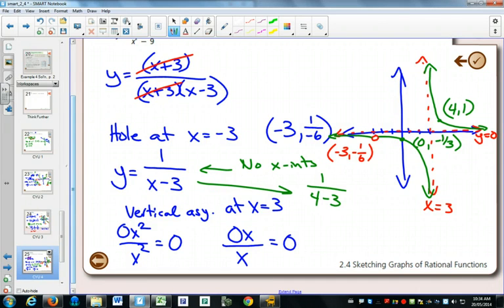And there's no example in the homework that has a hole and the graph, so there's no extra example to practice from this one. And that is the end of chapter 2.